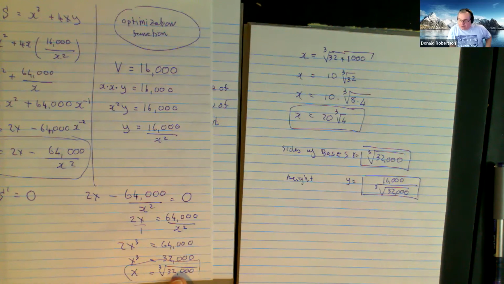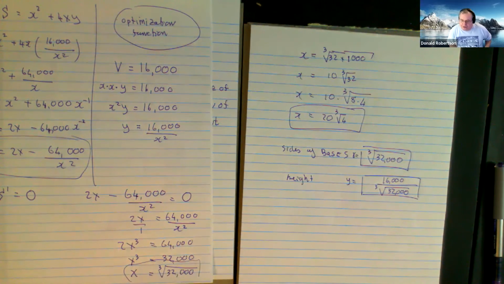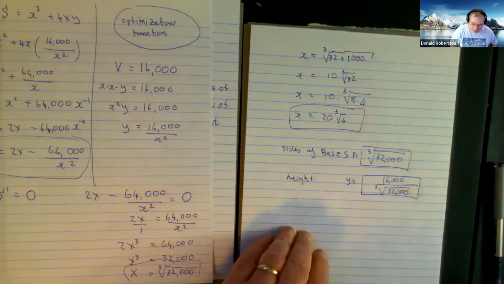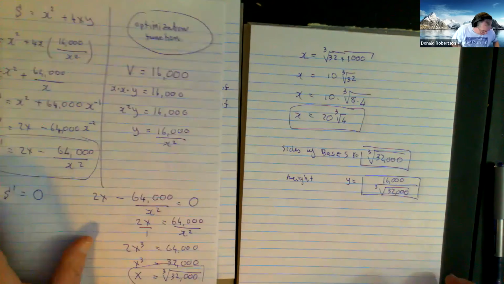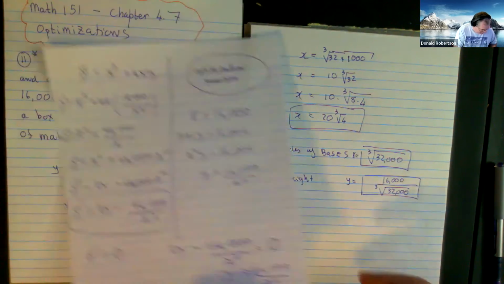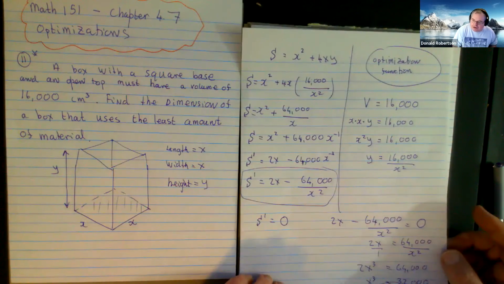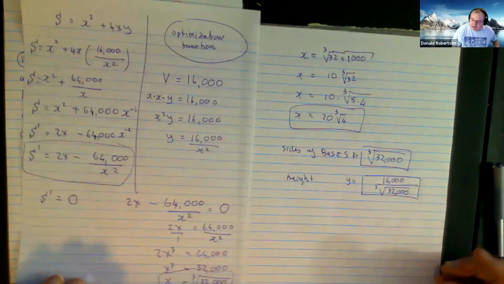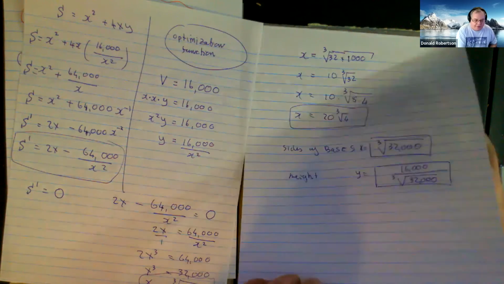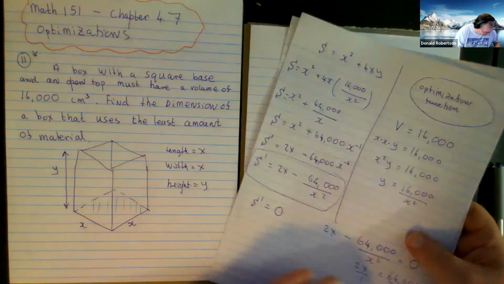Cube roots, fourth roots are horrible. Square roots you can deal with, right? But cube roots are not so obvious. There's my two answers. Any questions? Right, you're going to have a very similar question, but with different volumes, I'm sure.